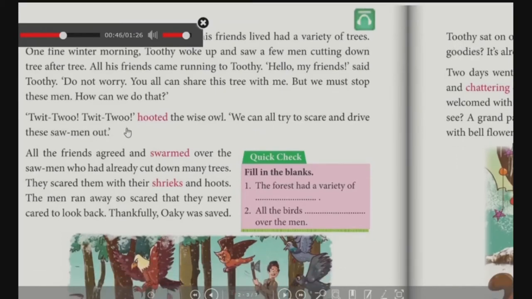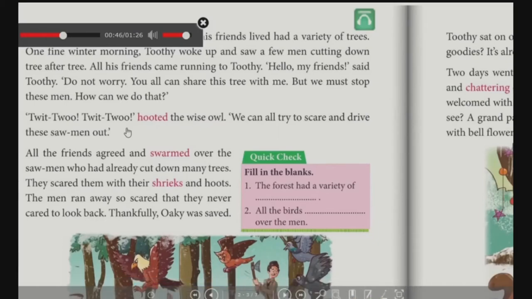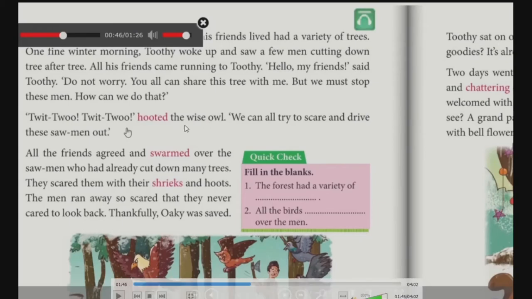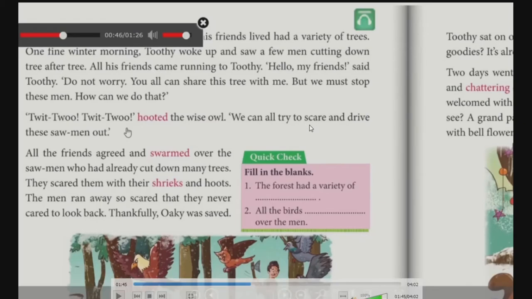Now, why do you think the voice is sounding like that? Because this was a wise owl. And wise can also mean that this owl was not young, it was an old owl. This owl knew many things in life, very experienced owl. That's why it is known as the wise owl. And the voice is also a bit heavier. We can try to scare.